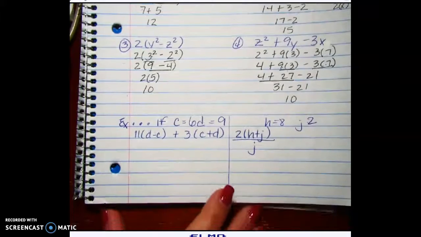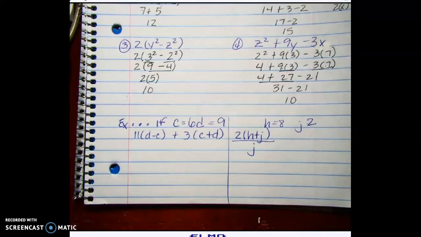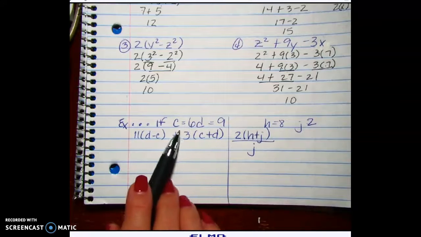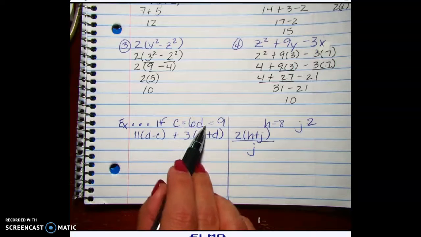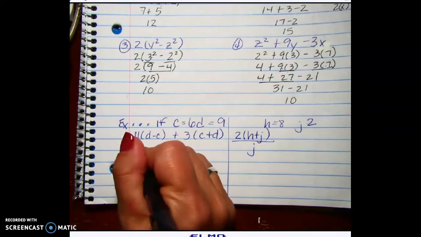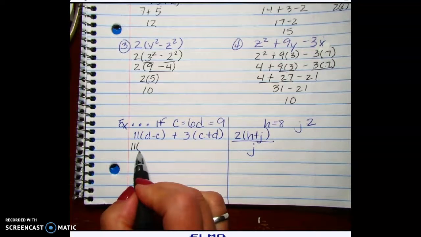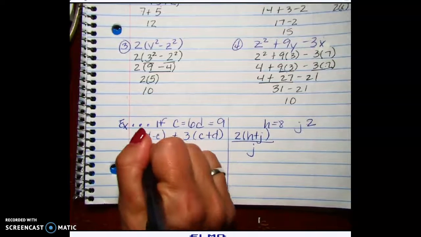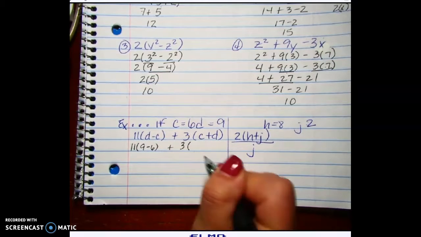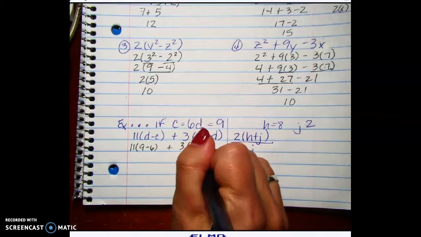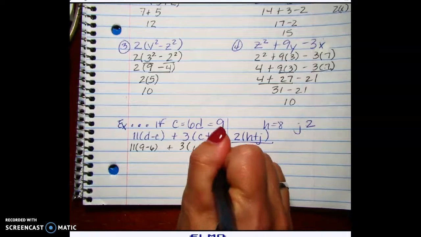All right, let's move on to two more. Sorry, we change up our variables and what they are equaling. So I end up with c equals 6, d equals 9. 11 with the difference of d and c, plus 3 with the sum of c and d.